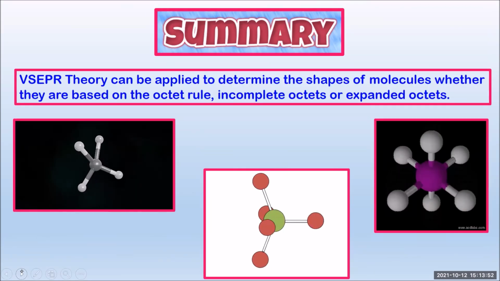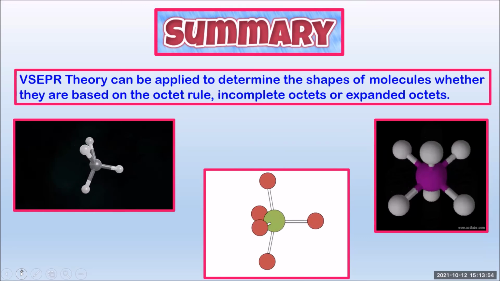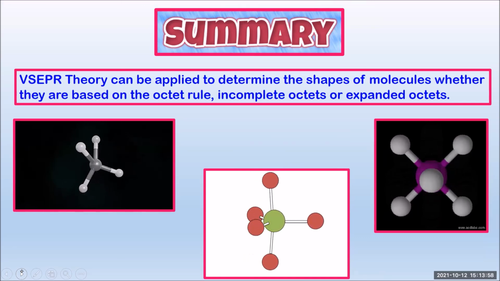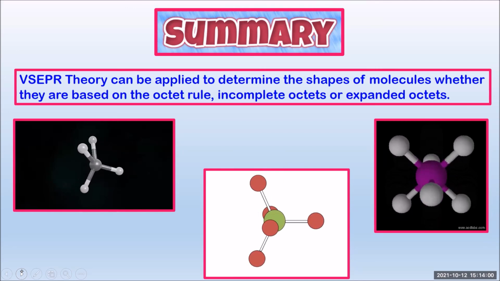In summary, it doesn't matter whether you're looking at octets, incomplete octets or expanded octets. The VSEPR theory allows you to predict the shape of the molecule.